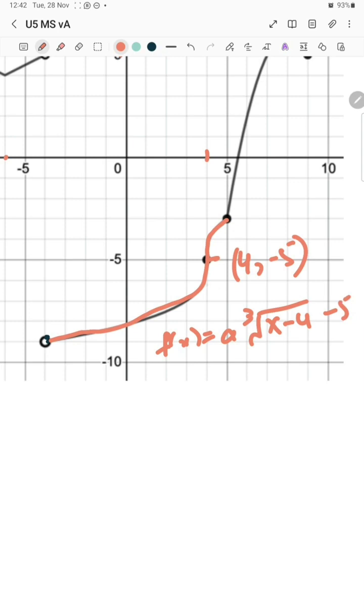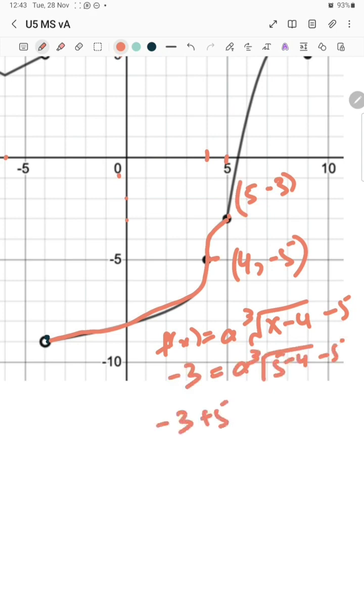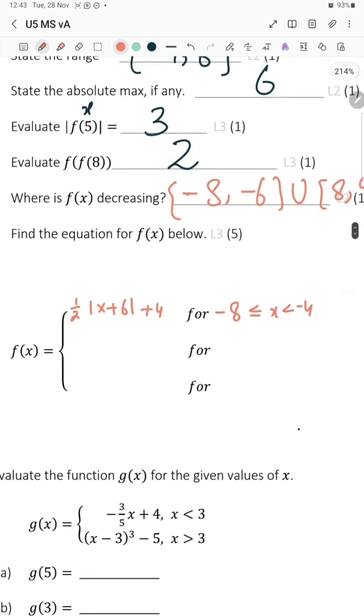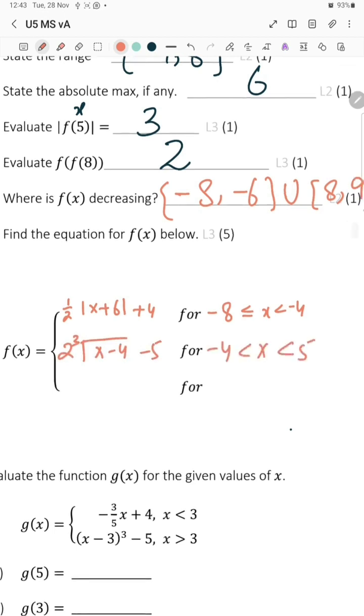Now we need to find a, so we will take this point. This is 5 and, 1, 2, minus 3, 5 and -3, so we will take -3 is equal to a cube root of 5 minus 4 minus 5. So what we'll get is 2 cube root of x minus 4 minus 5, for 4 less than x less than 5.